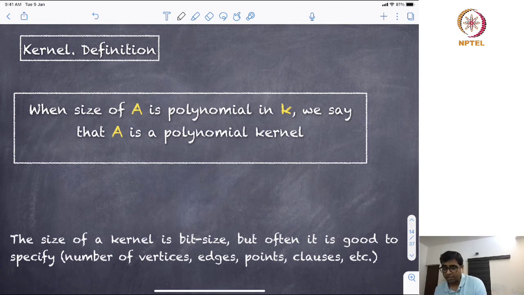The size of the kernel should generally mean the bit size. What is the number of bits you need to represent the output instance? But often it is good to specify the number of vertices, edges, points, clauses, etc., that you are able to reduce in the smaller instance.